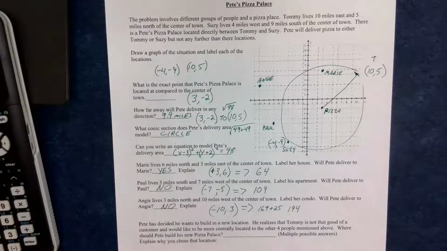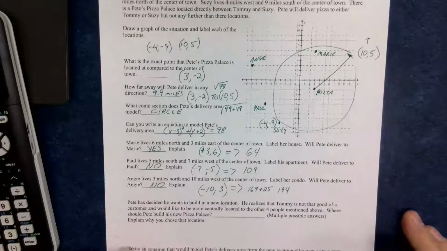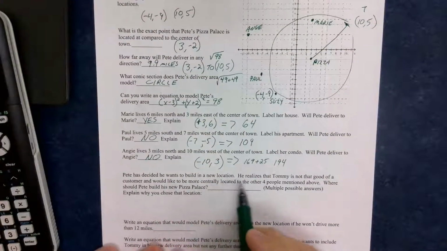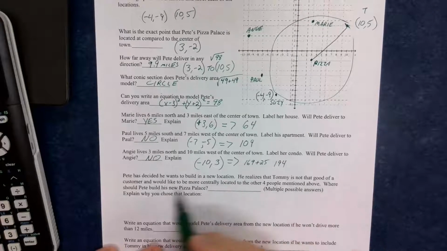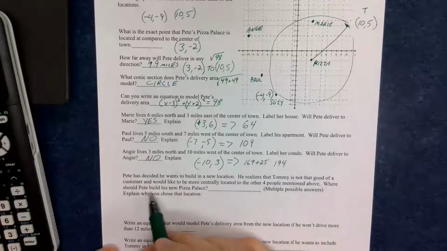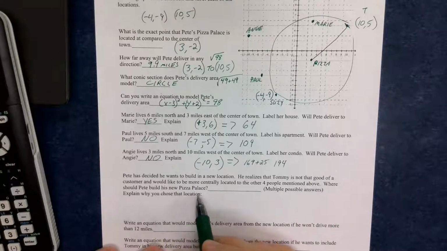So hopefully this has gone pretty well for you guys right now, and you follow through on everything that I've just done. So Pete has decided he wants to build in a new location. He realized that Tommy is not that good of a customer and would like to be more centrally located to the other 4 people mentioned. Where should Pete build his new pizza palace?